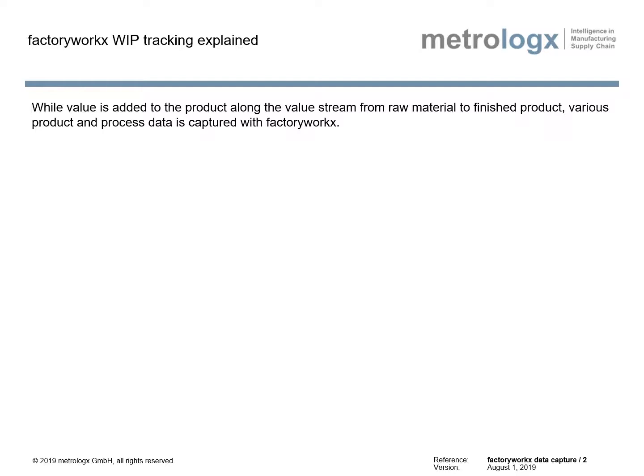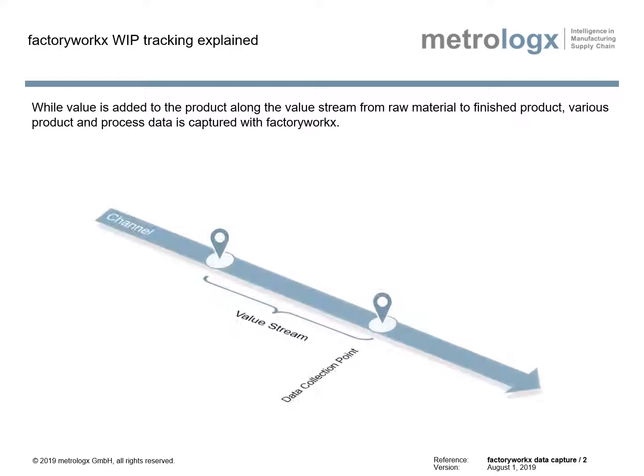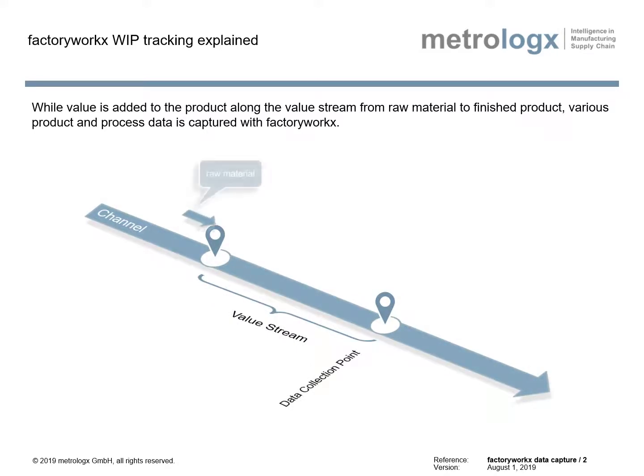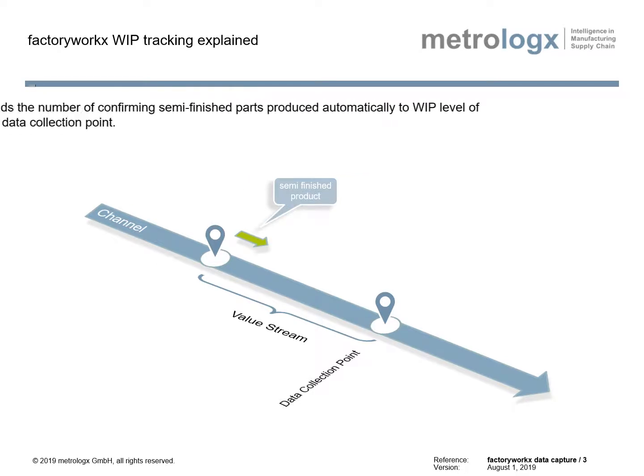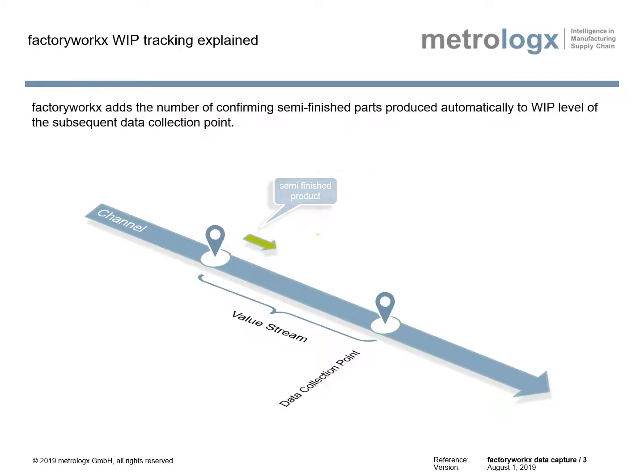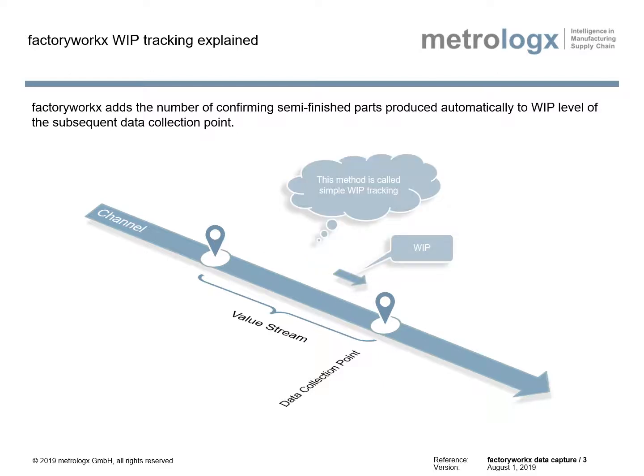Let's take a closer look at the material flow along a value stream. It starts with raw material at the first operation, which results in a semi-finished product. Value is added, which turns the raw material into a semi-finished product. Now factoryworkx automatically adds the number of conforming semi-finished parts produced to the WIP level of the subsequent data collection point. This procedure is called simple WIP tracking. Simple because there's no user interaction required to control inventory.